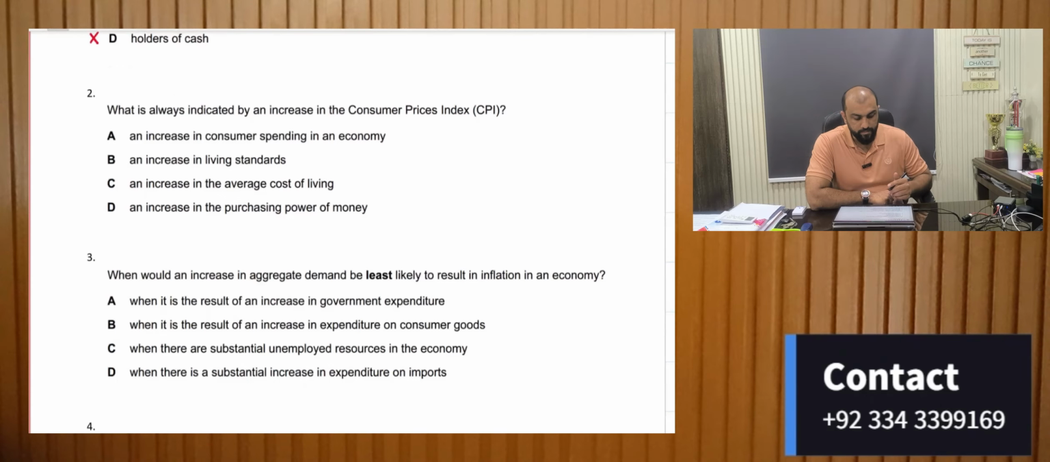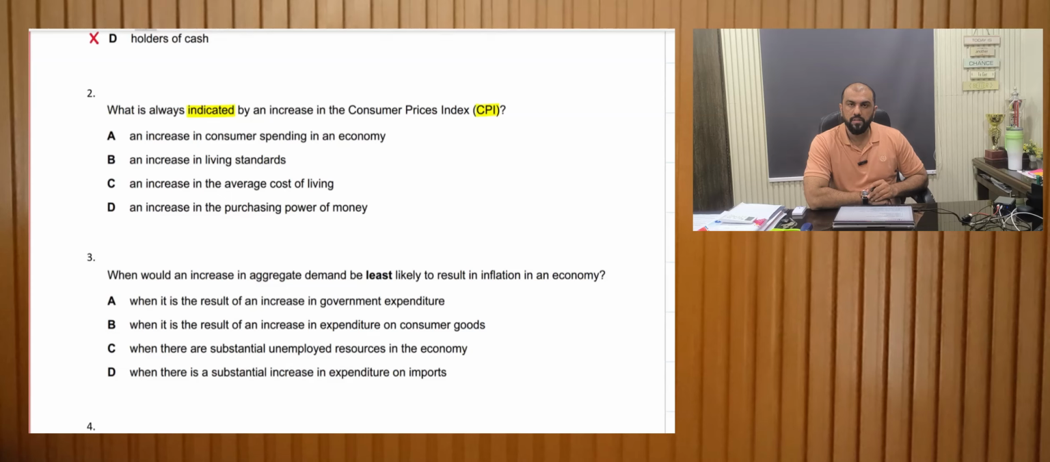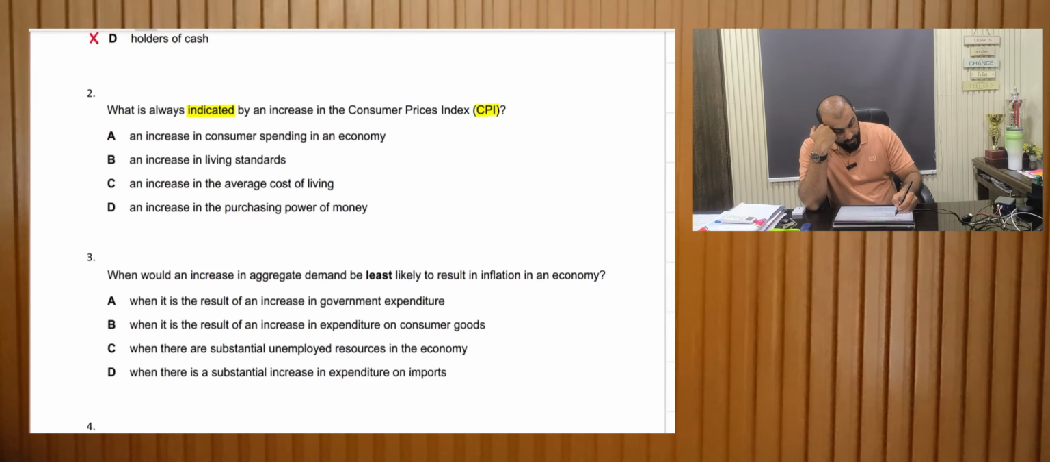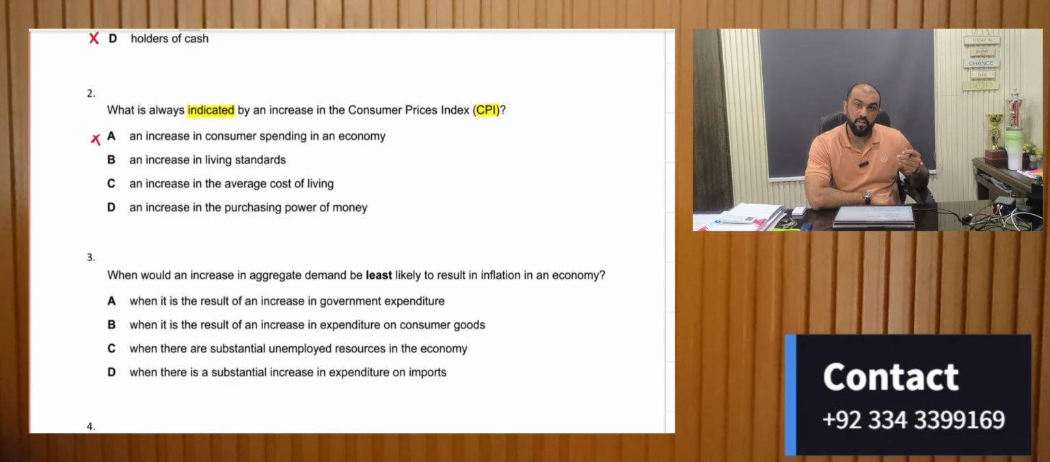Okay, second MCQ. What is always indicated by an increase in the consumer price index, which is your CPI? Now, CPI shows inflation. So whenever the CPI is increasing, this means that there is inflation. An increase in government spending in an economy? It's not necessary that the government spending would increase. An increase in living standards? That is also not necessary, because if there is inflation, things are getting expensive. It's not necessary that the standard of living would increase.